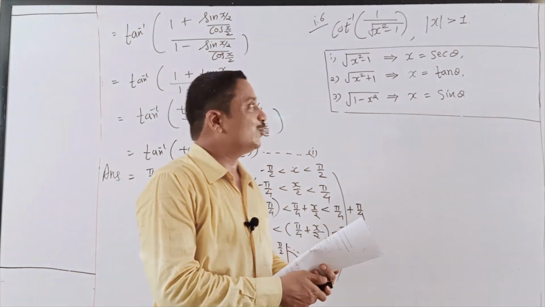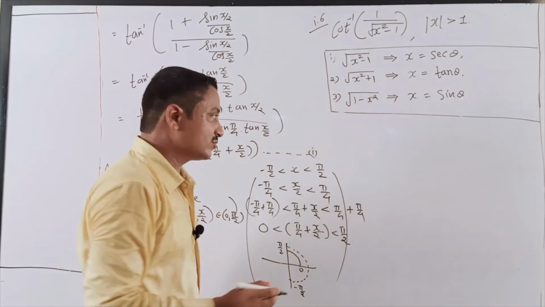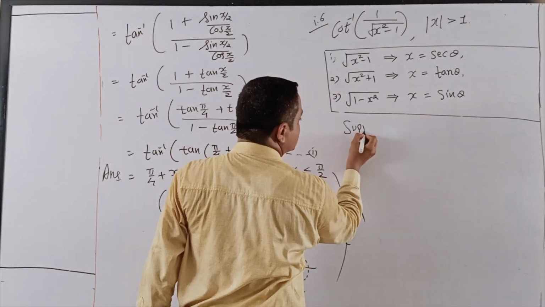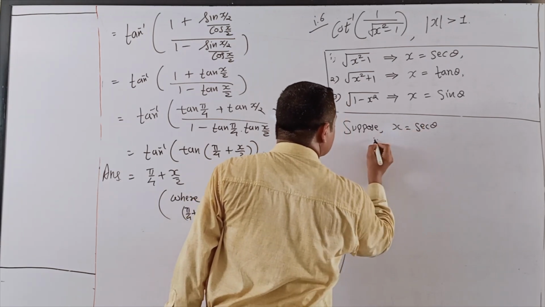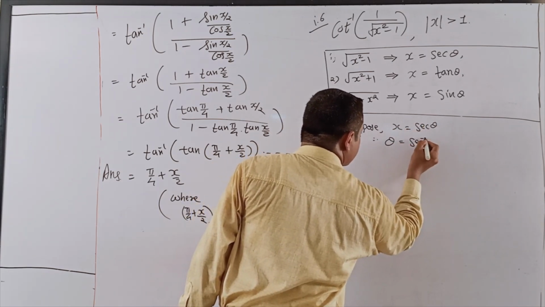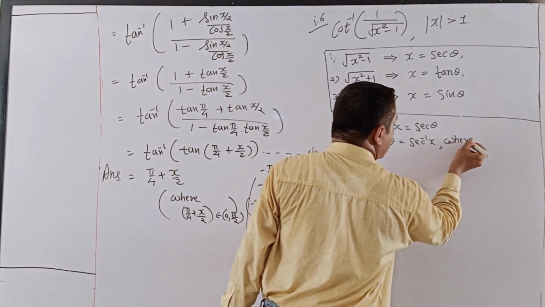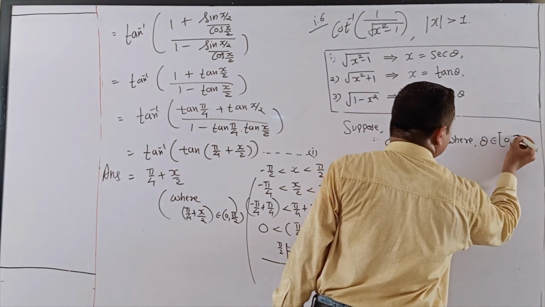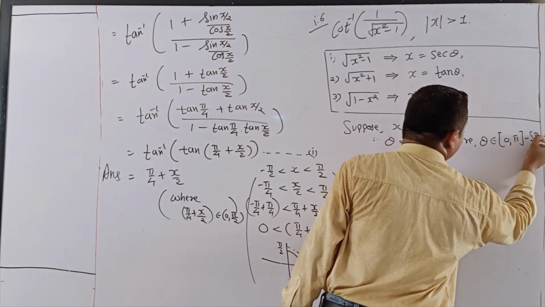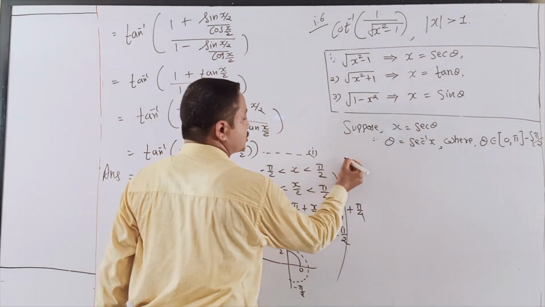Okay, now look at the other question. Under root x square minus 1 means the first property. So I start the sum. Suppose x is equal to sec theta. So what is theta? Theta is sec inverse x, where the range of theta belongs to 0 to pi, minus pi by 2. That one. So what is the question?